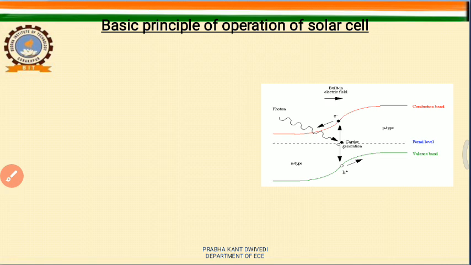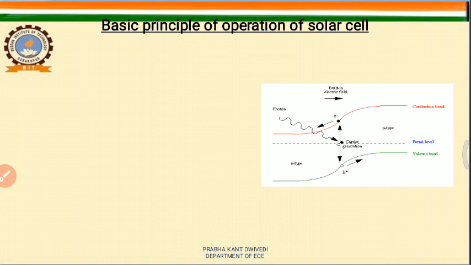Here, when a photon in the incident light falls on the junction, the electrons in the junction receive energy from this photon and come out of the covalent bond. Due to this, electron-hole pairs are created and charge density increases near the junction. These charges, electrons and holes, start moving to their respective regions and contribute current to the external circuit.